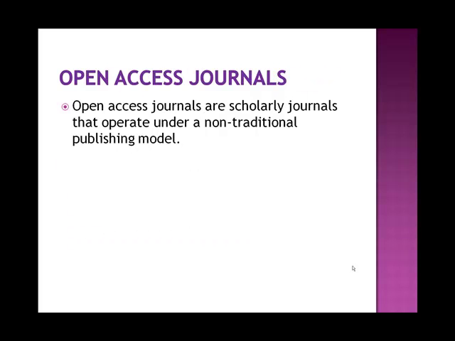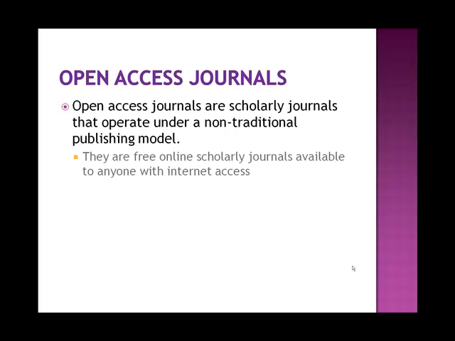And the last thing I want to talk about are open access journals. Open access journals are scholarly journals that operate under a non-traditional publishing model. They are free online scholarly journals available to anyone with internet access, unlike traditional scholarly journals, which tend to be a little expensive and you have to get through either a personal subscription or through your access to a library. Open access journals are often peer-reviewed, just like journals in the traditional publishing field.